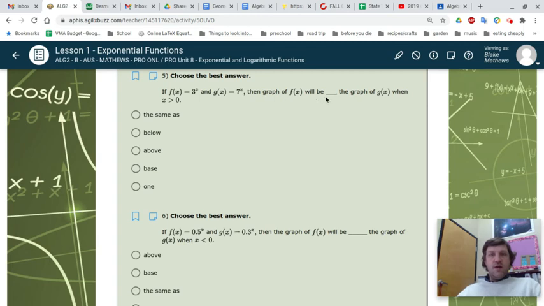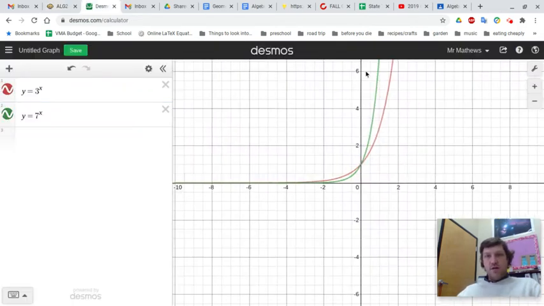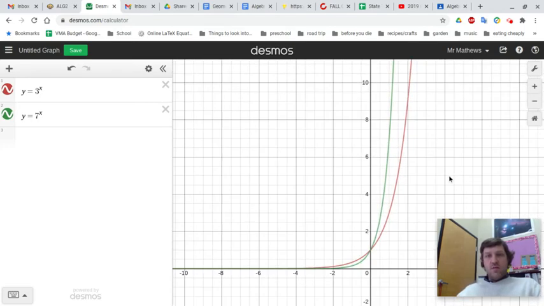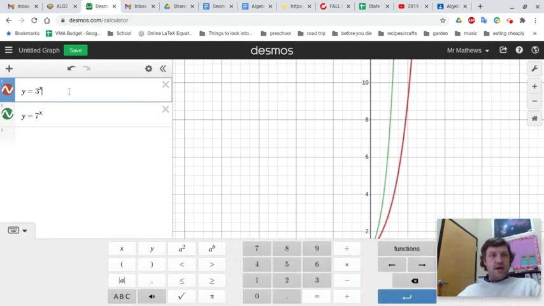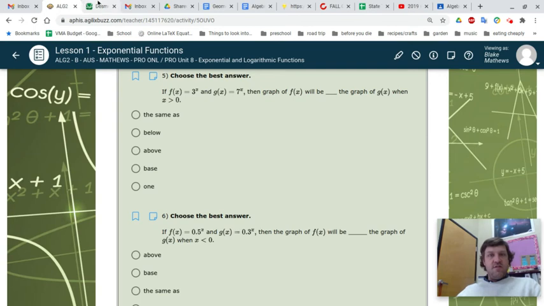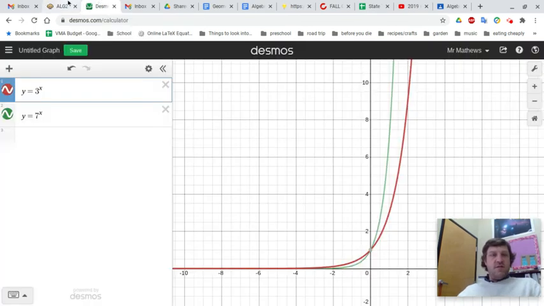It says which one, f, which is the 3. So how are f and g related when x is greater than 0? In other words, in this section of the graph over in the positive section, where my cursor is right now. We know that the red is the 3 to the x. Let's click on that. Is it the same? No, it's not the same.